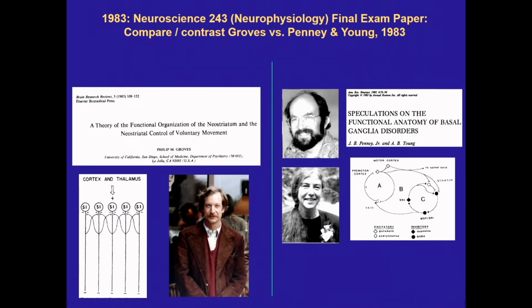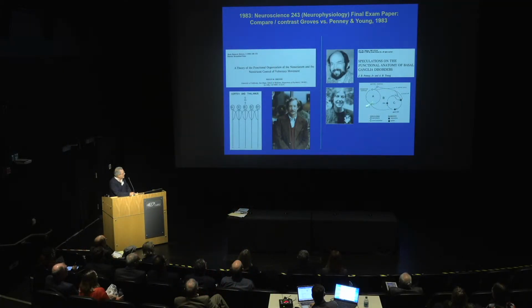And the final exam paper I had for Phil's class that year was to compare Phil's model, which came out that year, of gating mechanisms within the striatum, which was based on this lateral inhibitory matrix of the medium spiny output neurons in the striatum, gating or filtering information that was coming down from cortex and thalamus as it was involved in the regulation of movement. To compare that circuit model to one that had also come out that year in the Annual Review of Neuroscience from Penney and Young. And their model was a 3-loop model that involved connections between cortex, striatum, pallidum, and thalamus.